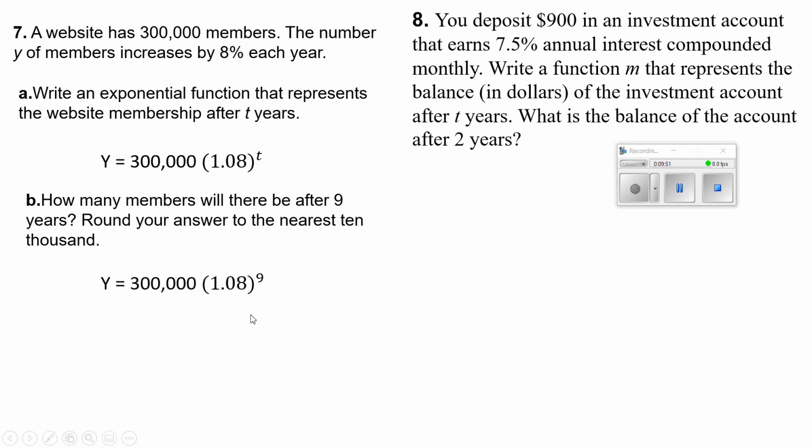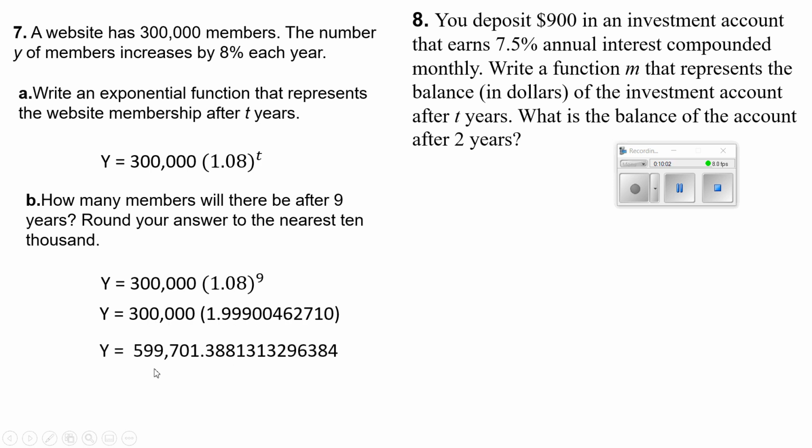Okay? And then that's going to give you 300,000 times 1.08 to the 9th, which is about 1.999. And now when we multiply these together, we get, wow, look at this, 599,701.3881313296384. So we're talking about membership increase. We can't have point people. Imagine. We're going to round it up to about 600,000 members, okay?